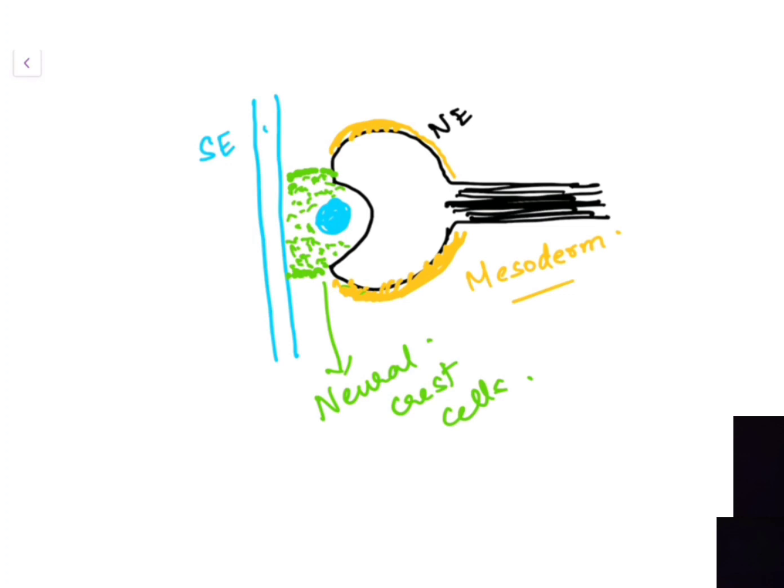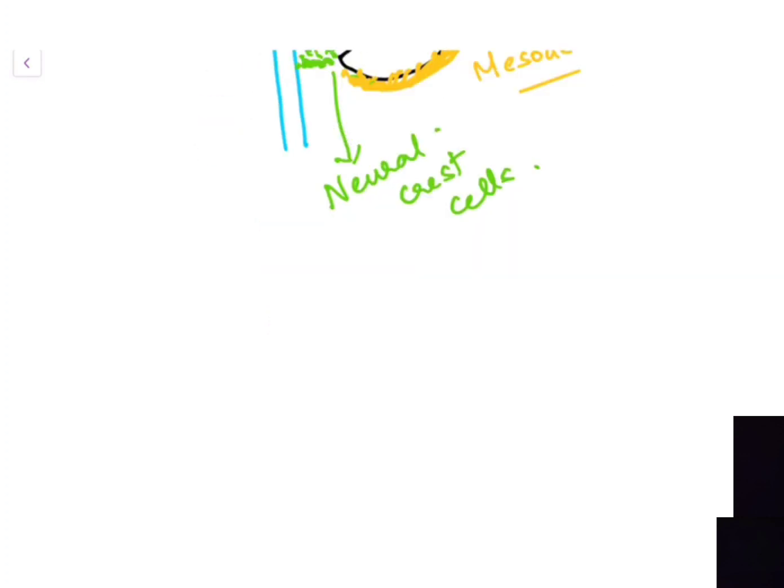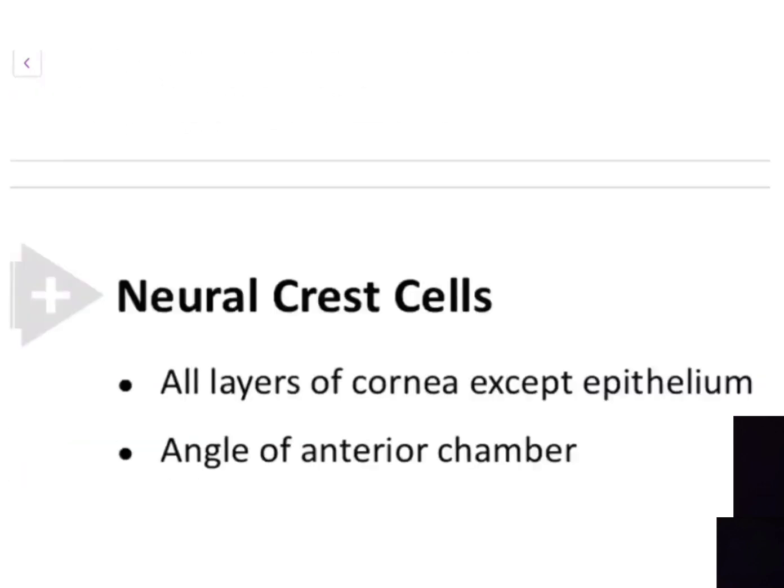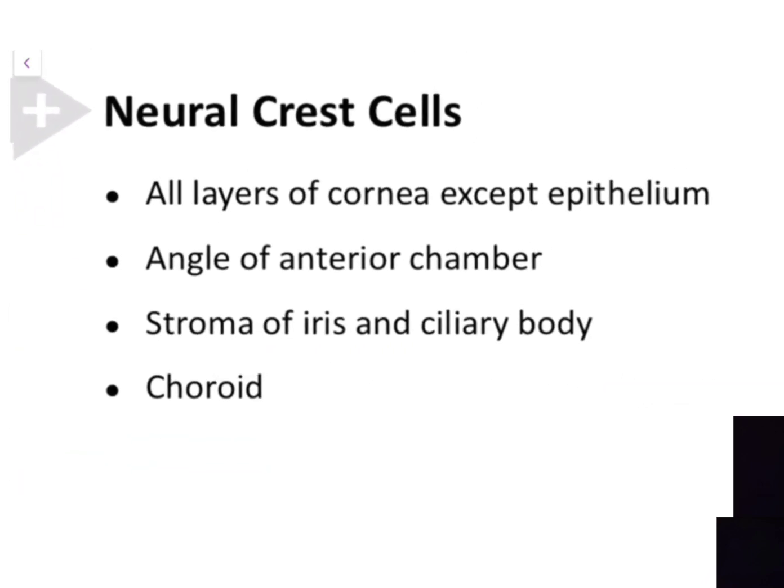So let me just repeat it once more. What are the structures originating from the neural crest cells? So structures originating from the neural crest cells are all the layers of the cornea excepting the epithelium, then the angle of the anterior chamber, the stroma of the iris and the ciliary body, and the whole of the choroid. These are the derivatives of the neural crest cells.